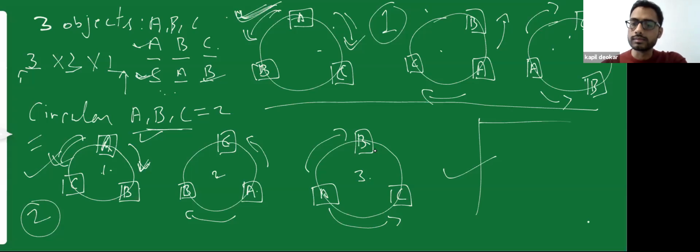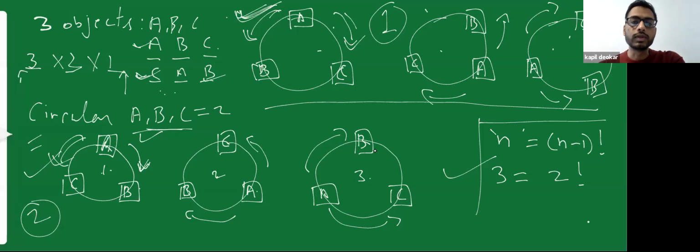Or else there is a simple formula. If there are n objects, they can be arranged in n-1 factorial ways in a circular way. In this case, we had three objects A, B, and C. Therefore, three objects can be arranged in 3-1, that is 2 factorial ways. And what is 2 factorial? 2 factorial is 2. So remember this formula that in circular permutation, n objects can be arranged in n-1 factorial ways. So if I have 10 objects, they can be arranged in 9 factorial ways, one less.